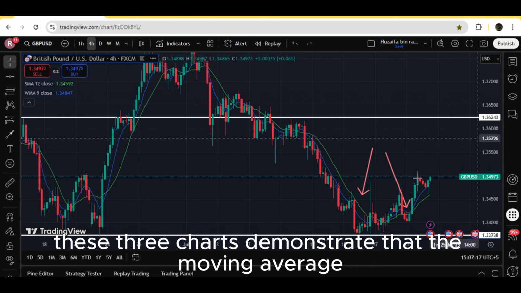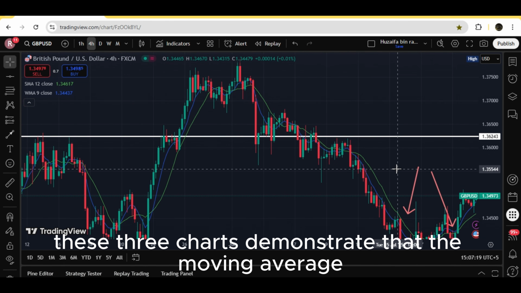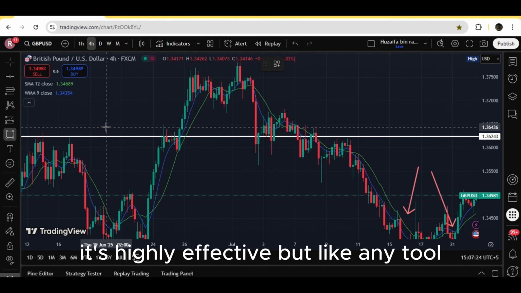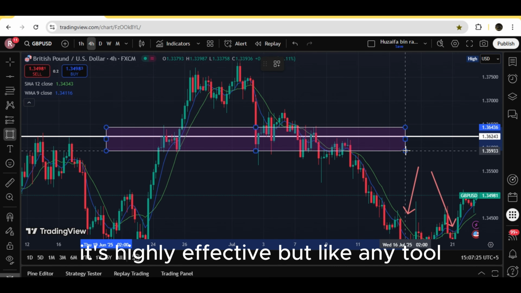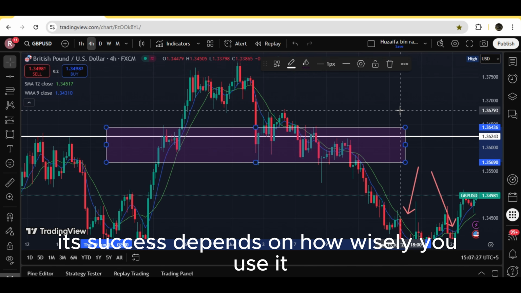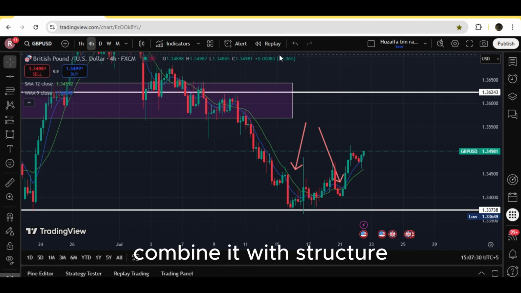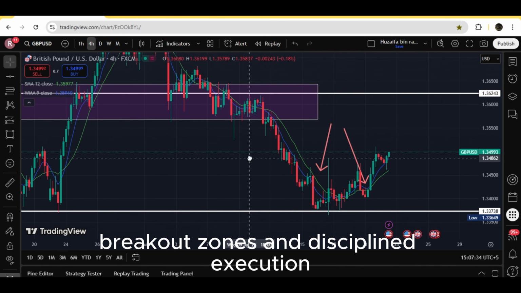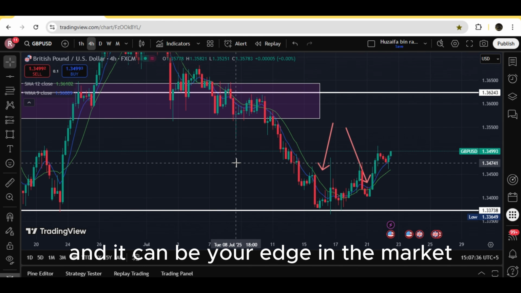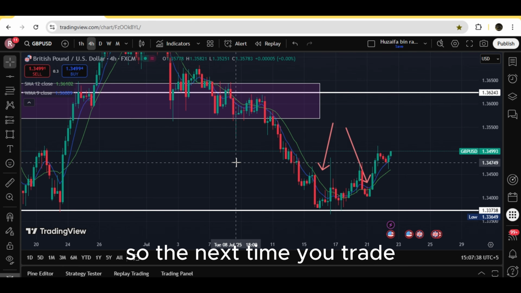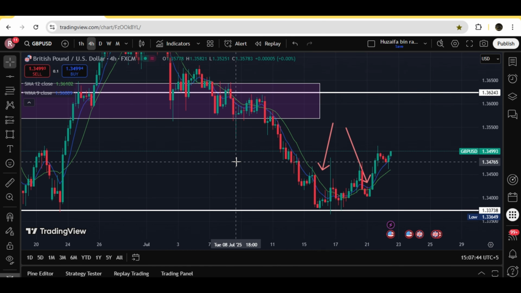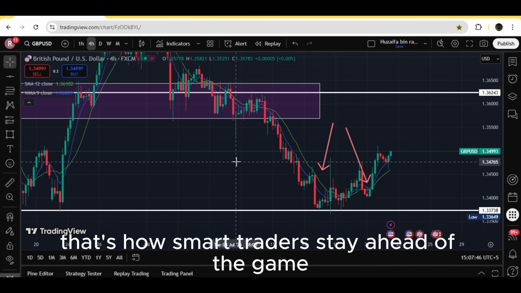Altogether, these three charts demonstrate that the moving average crossover strategy is not just simple, it's highly effective. But like any tool, its success depends on how wisely you use it. Combine it with structure, breakout zones, and disciplined execution, and it can be your edge in the market. So the next time you trade, don't just follow price, follow momentum, structure, and confirmation. That's how smart traders stay ahead of the game.